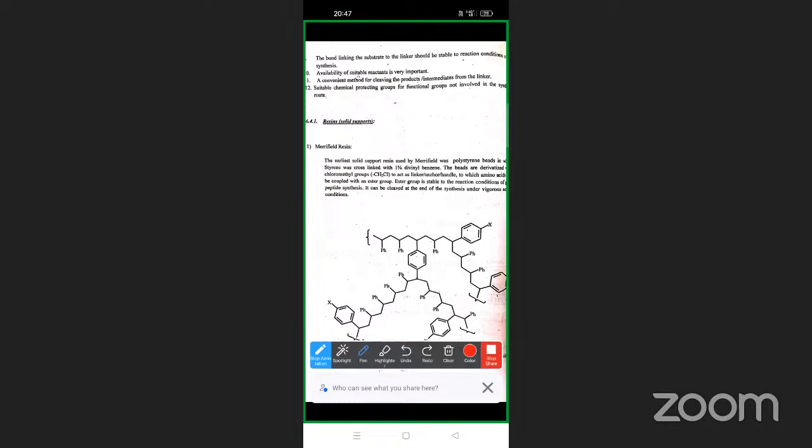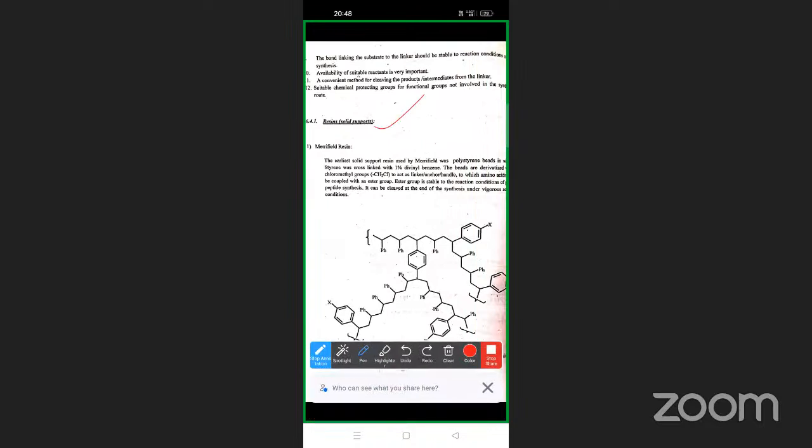So these are the requirements for this combinatorial synthesis. Then we'll see these requirements one by one in detail. First, we'll see the resin bead. Resin beads are the solid support. There are many types of resin beads. Depending on the functional group and the reactants, we use specific resin beads.